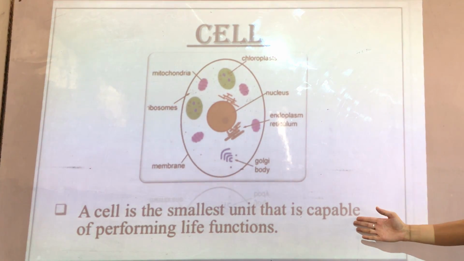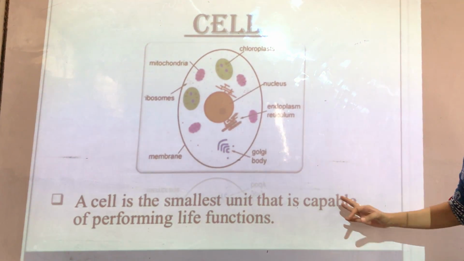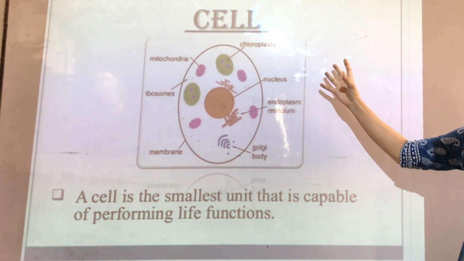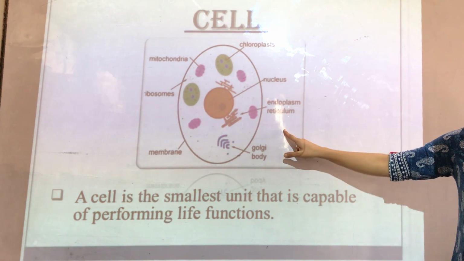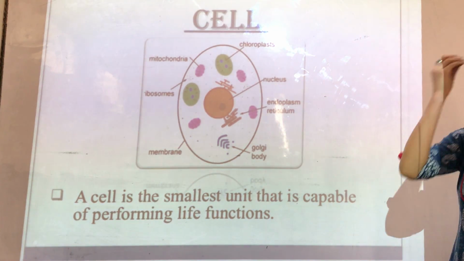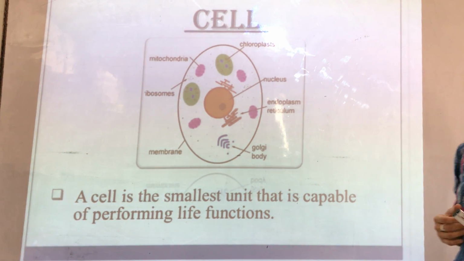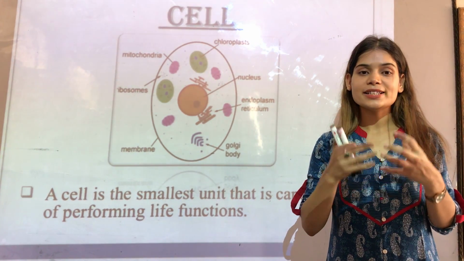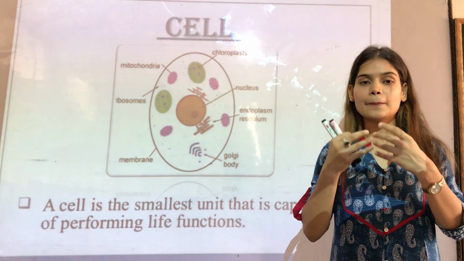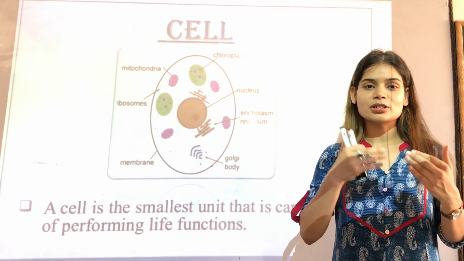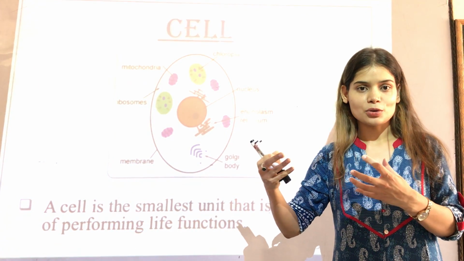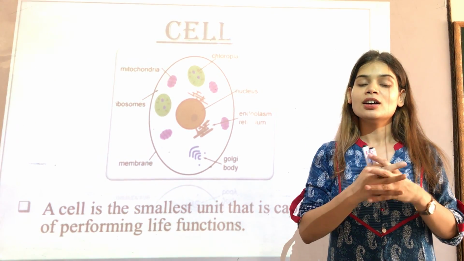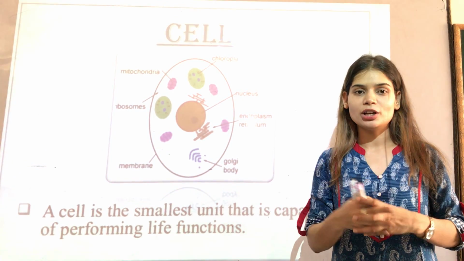Okay, so we have already understood that cell is the smallest unit that is capable of performing life functions. This is the internal structure of the cell. We will study about the cell in detail in our next classes. I hope, children, you have understood what is a cell. You have understood what is the function of the cell, why the cell is called the structural and functional unit of life. We have also discussed a few of the human cells, okay, including nerve cells and other cells. We have also differentiated between unicellular and multicellular organisms.